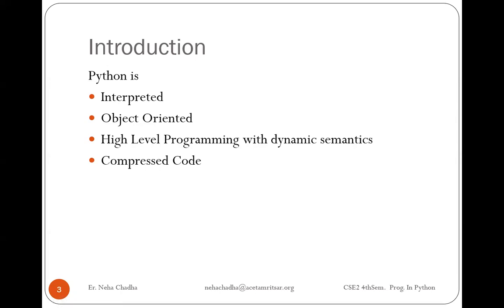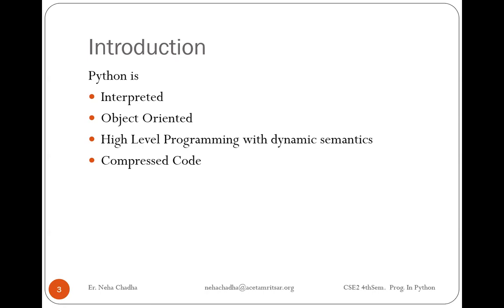Suppose there is an error in the third line. Instead of interpreted, I have written interpret. Okay, this is one error. I am giving you a layman example here. In this case, your program will not run until and unless you remove the error from the third line, because the interpreter will check your code line by line.